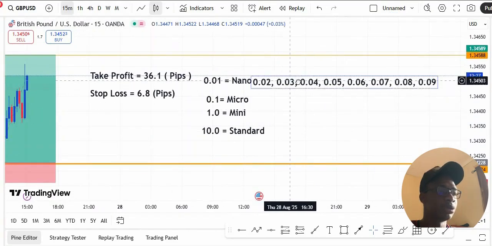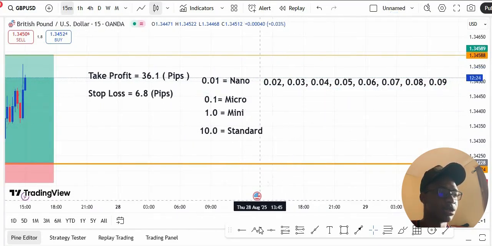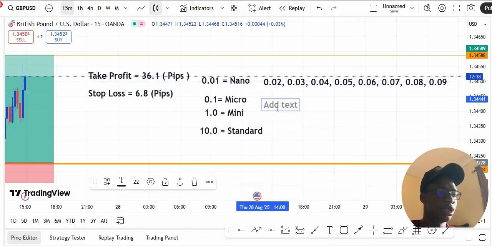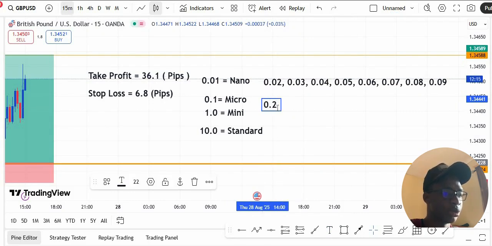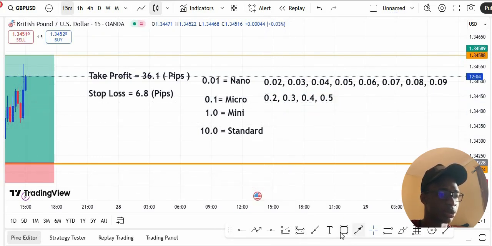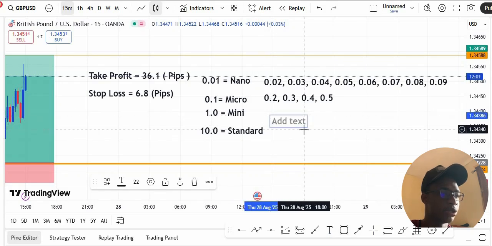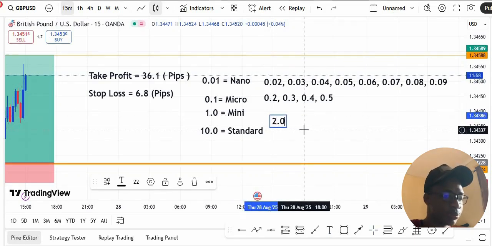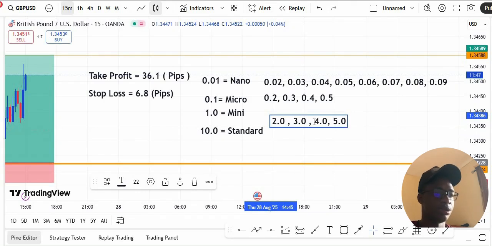So the same thing that we did for the nano, I'm going to be doing for the micro. They're going to be counting upward. So it's going to be 0.2, 0.3, 0.4, 0.5, and stuff like that. Same thing goes for this zone also. So this zone is going to be 2.0, 3.0, 4.0, 5.0, stuff like that.